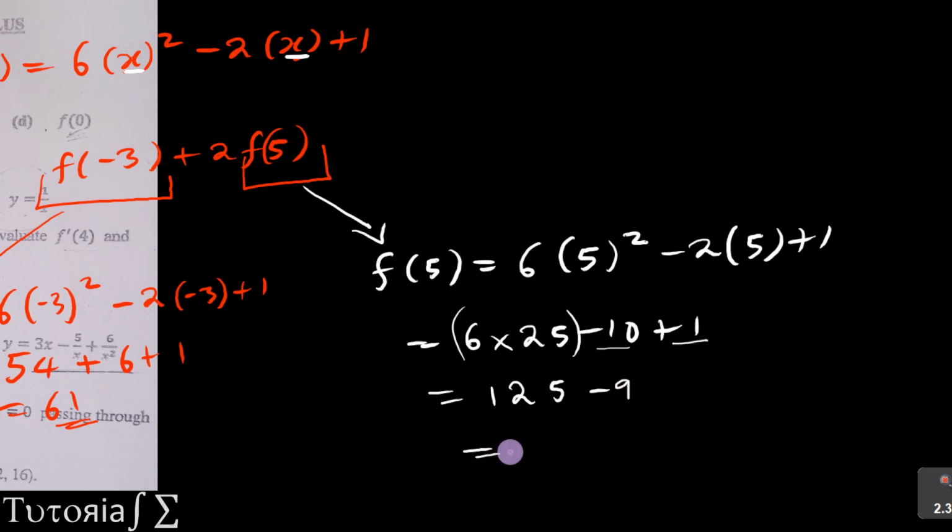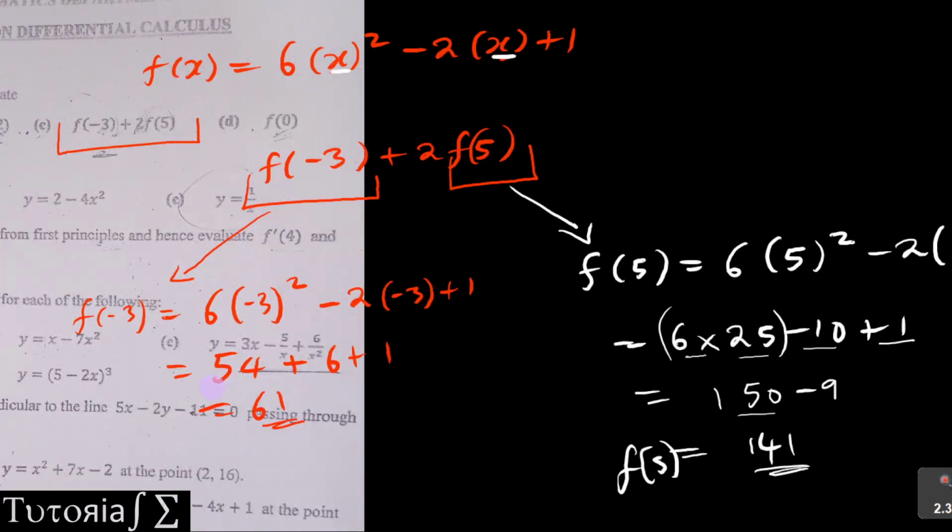So this will give us, oh sorry, apologies, here this is 150. So 6 times 25, this will give us 150. Then minus 9, that will give us 141. Apologies on that one. So 6 times 25 will give us 150. Then negative 10 plus 1, that will give us negative 9, and this will be 141. So we have our f of 5, which is equal to this, and f of negative 3 is equal to this.